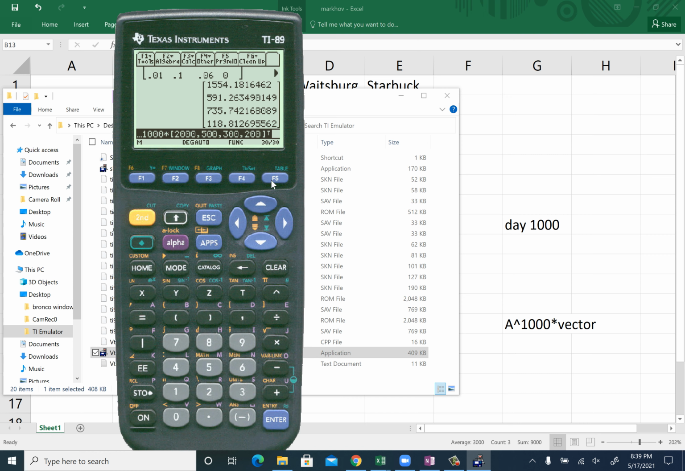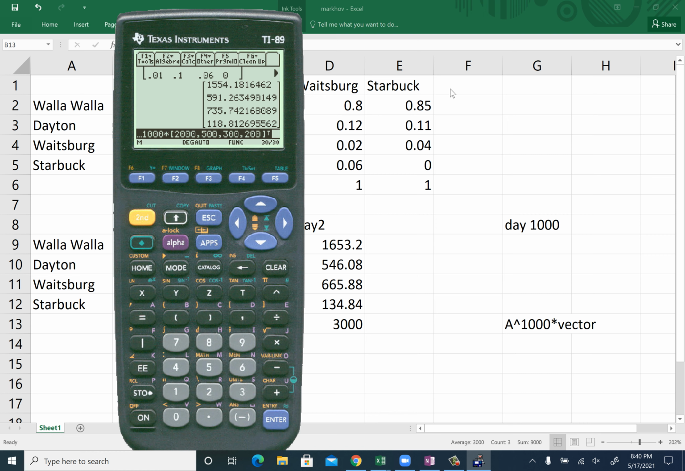So after 1,000 days, there should be 1,500 cartons in Walla Walla, 591 in Dayton, 731 in Waitsburg, which is kind of weird. I don't really understand that. Well, I do, but I don't. And then Starbucks, 118 of them. Again, this is just an idea of what's going to happen over time. You can't necessarily see the change over time, but you can see that Walla Walla is going to get smaller.